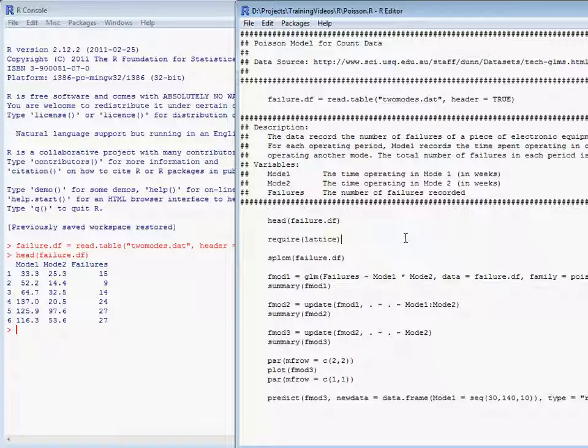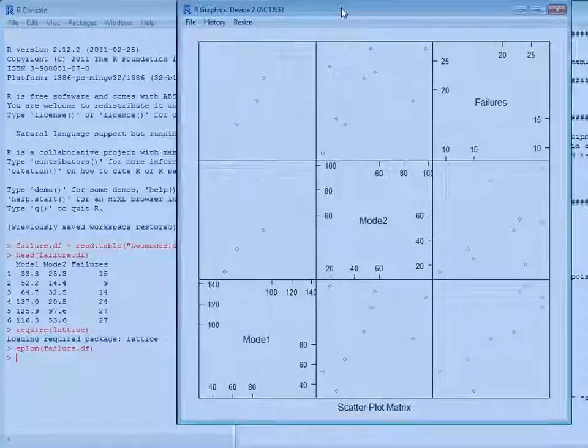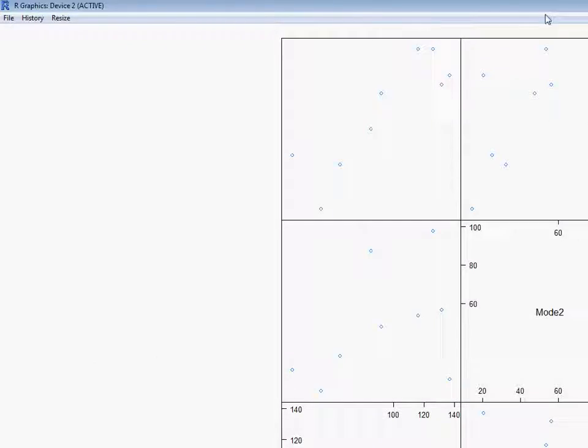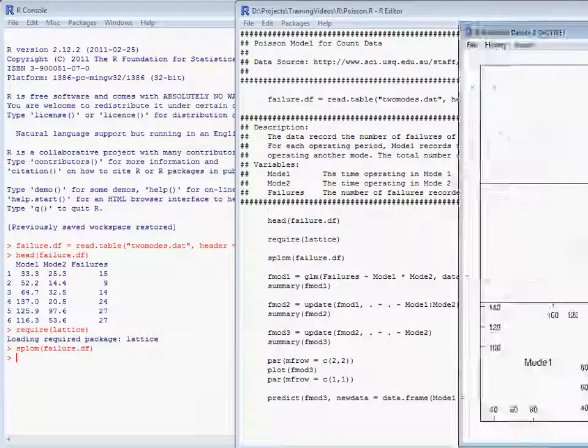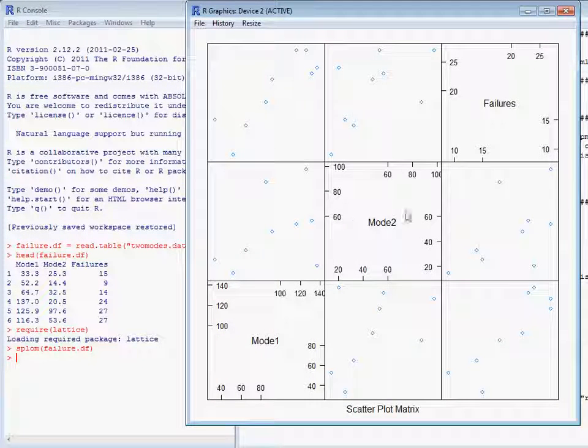So we can take a look at a scatter plot matrix using the lattice package, and this will give us an idea of the relationship between the variables, the time in mode 1 and mode 2, and the total number of failures. So we can see that there's an increase based on both of those variables in terms of the total number of failures.